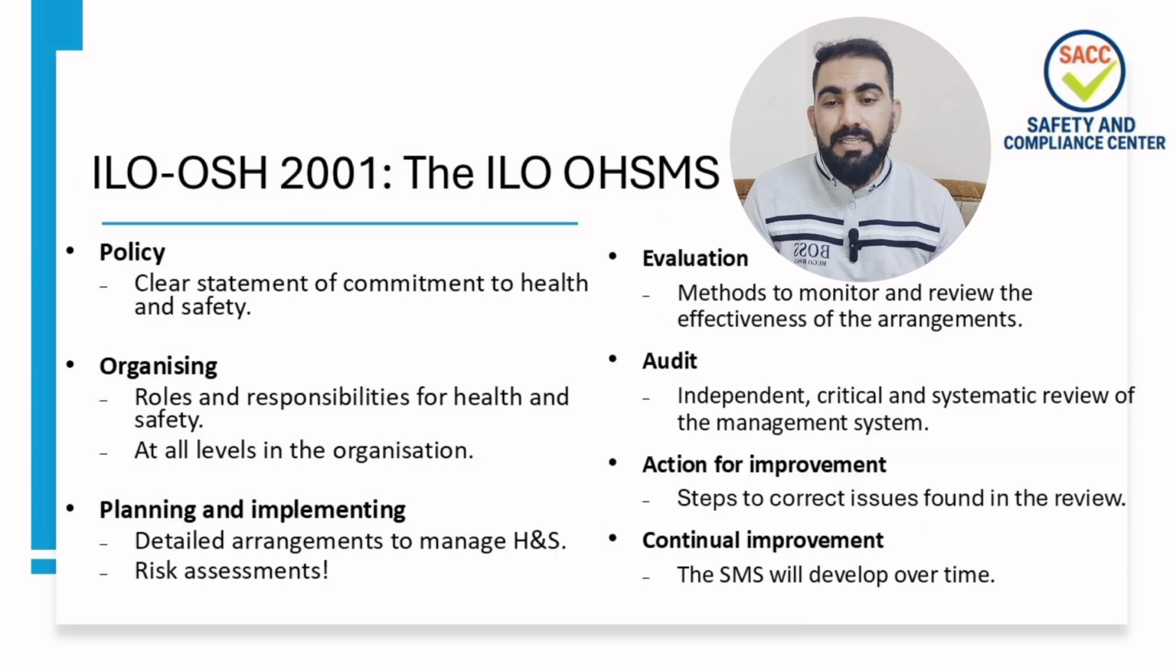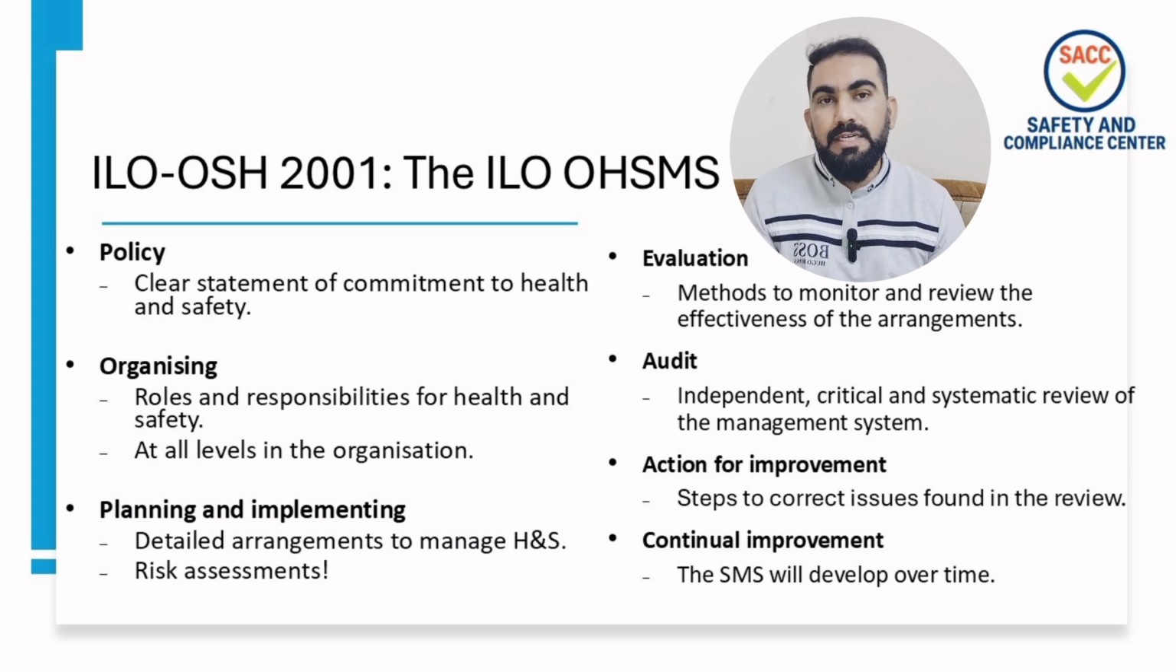Well, to discuss in detail, the ILO-OSH 2001 outlines several core elements that are very effective to manage occupational health and safety in the organization. Let's take a closer look at each core element. The first one is the policy. This is a clear and formal statement of the organization's commitment to health and safety. It sets the tone from the top management to the bottom line, showing that protecting workers is a top priority for the management.